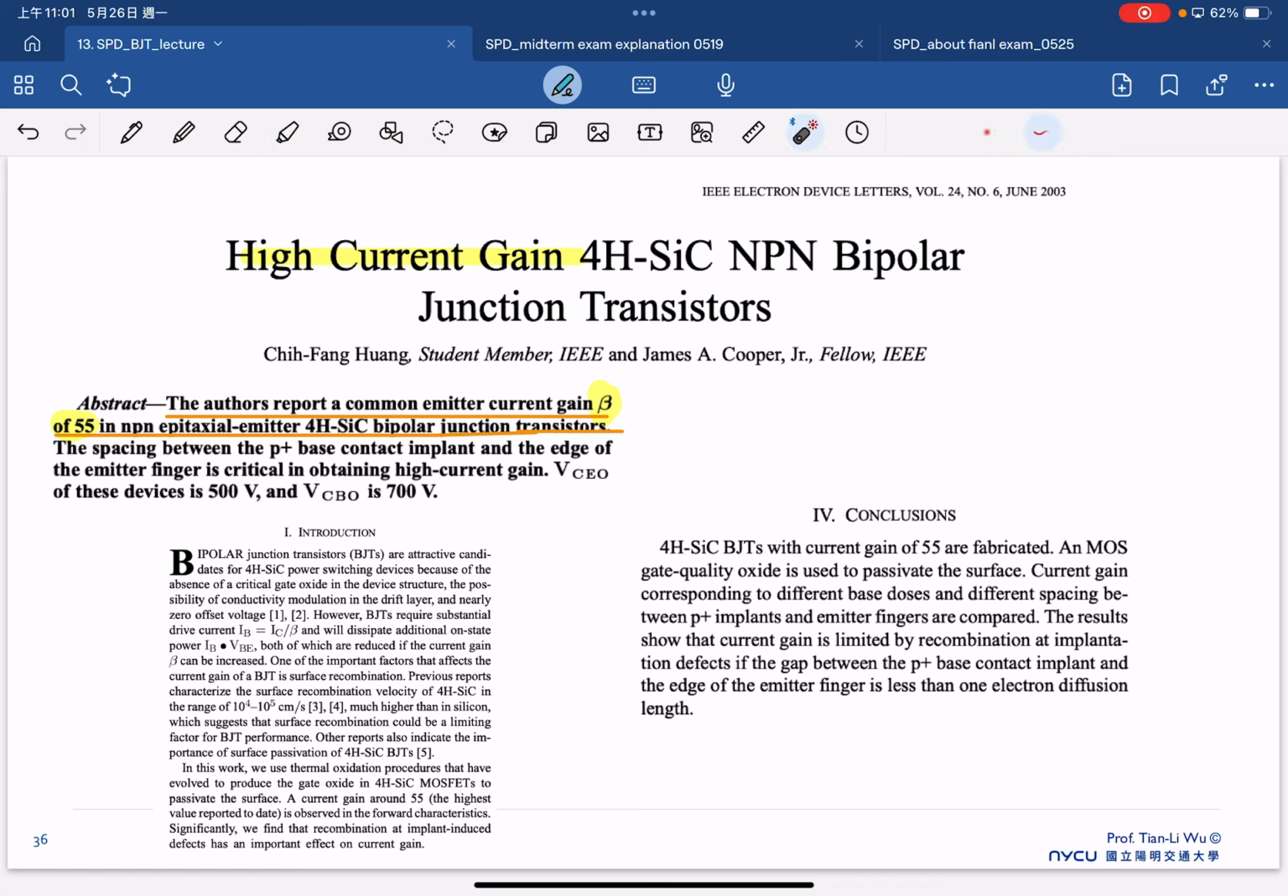And then also the space between the P-base contact implant and the edge of the emitter finger is critical to abandon the high current gap. Also, I want to illustrate the VCEO.